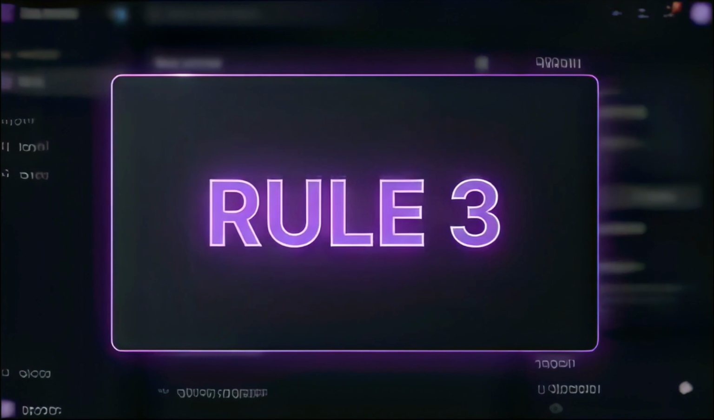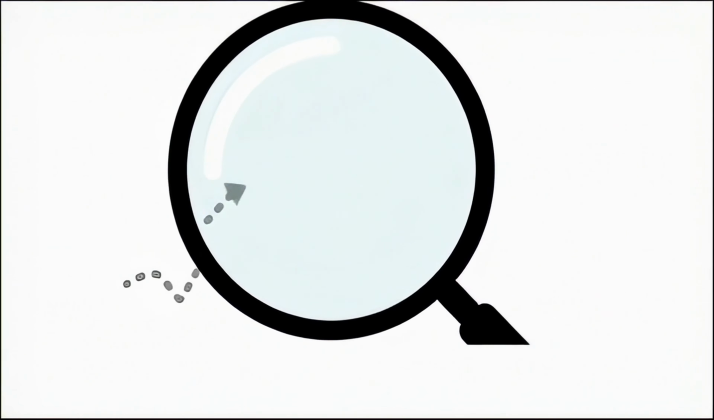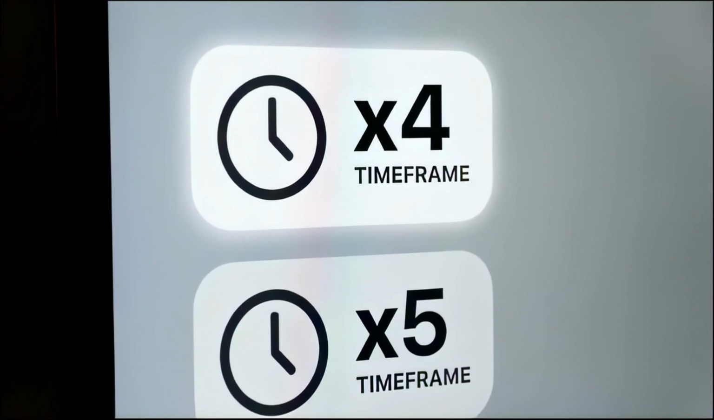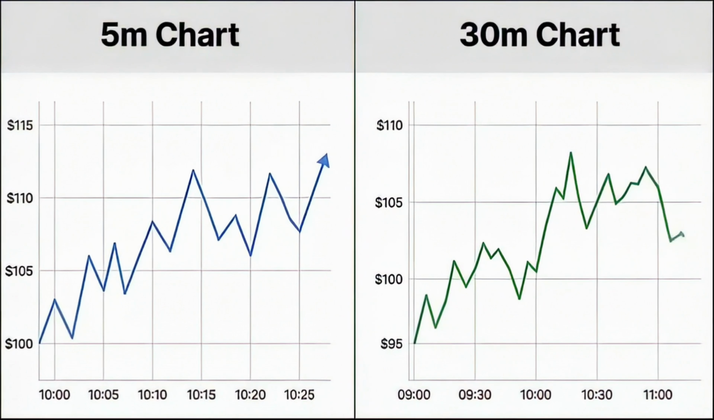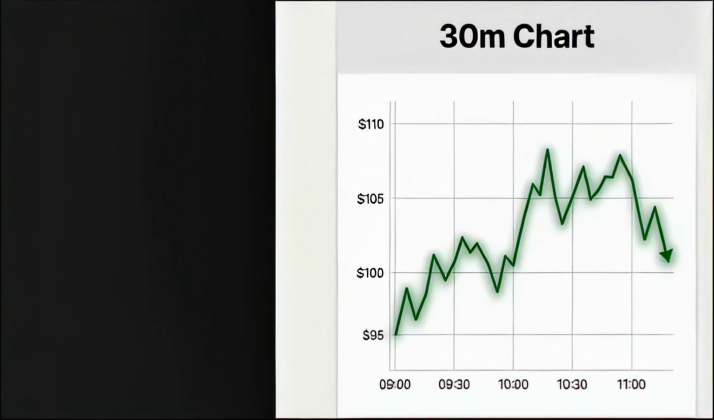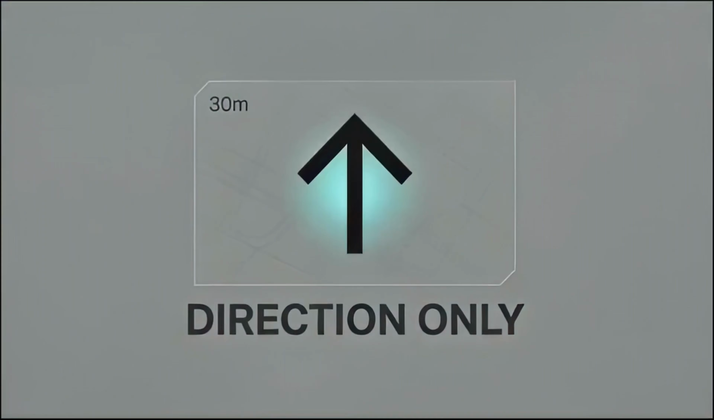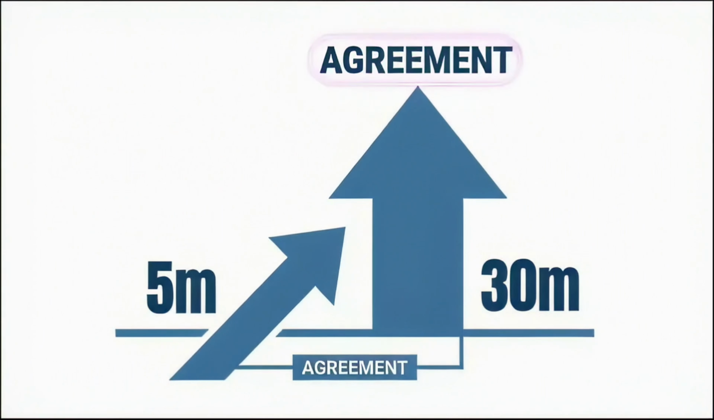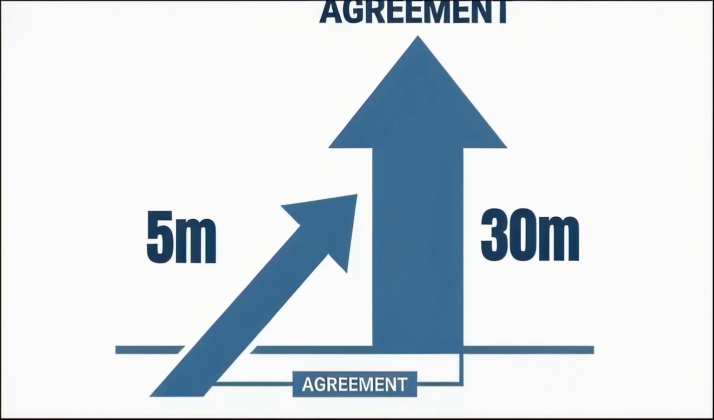Rule 3, and this is the one that turns a decent strategy into a consistent one. Check the direction of the bigger picture before you take the cross. Pull up a time frame roughly 4 or 5 times larger than the one you are trading. If you are on the 5-minute, glance at the 30-minute. You are not looking for a signal up there, just a direction. Is the larger picture leaning up or leaning down? Then, only take crossovers that agree with it.